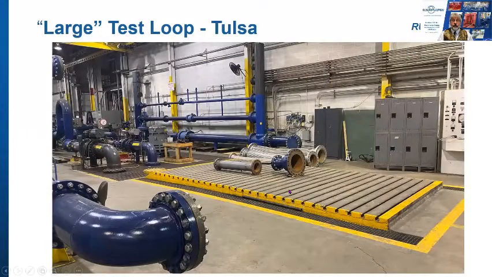Now we could set up for a complete unit test of an OH2 or BB2 on the large test loop at our Tulsa factory, but it would be expensive. Remember, OH2 and BB2 test loops are set up for fast turnaround. 2 tests a day, 3 tests a day. A complete unit test will tie up a test loop for a week.